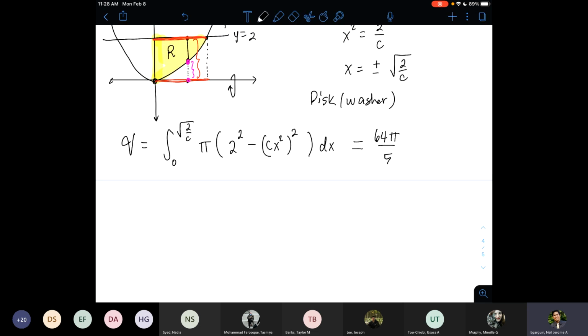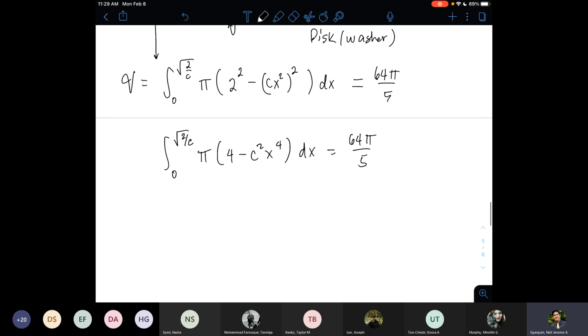Okay. So what we'll do here is, let's simplify the integral. 0 to root 2 over c of pi times 4 minus c squared x to the 4th dx equals 64 pi over 5. So what you need to do here, guys, would be to evaluate this integral, okay? But keep in mind that c is a constant, okay? And then what you'll get here is an expression involving c. Then you put that equal to 64 pi over 5, and then all you need to do is to solve for c.